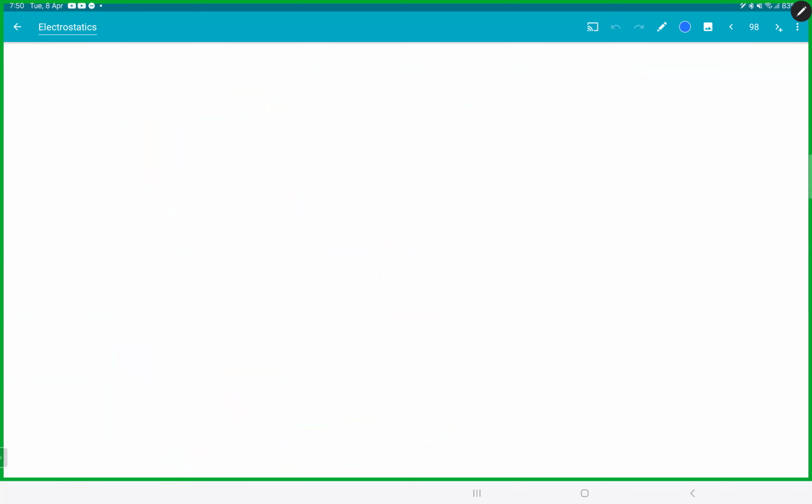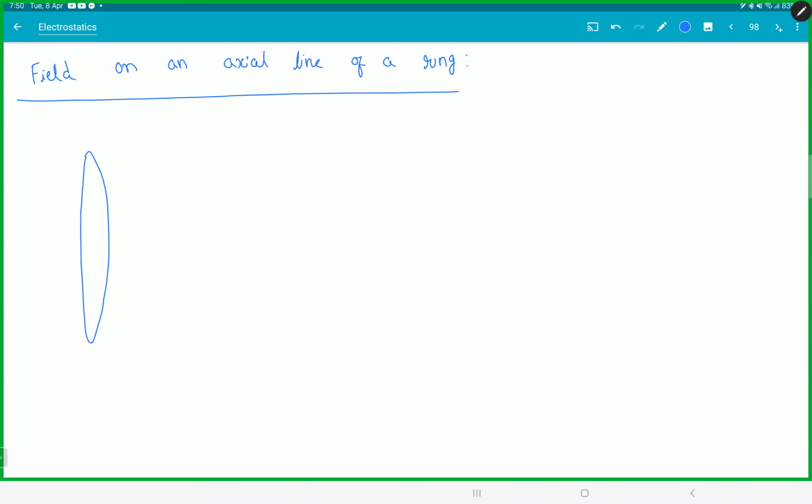Then, that is about our symmetries and stuff. Field on an axial line. This is an easy result, and you can remember this. If you have a ring like this, let's say charge is Q and radius R. Axial means the line perpendicular to the plane and passing through the center. Let's say this distance is X.